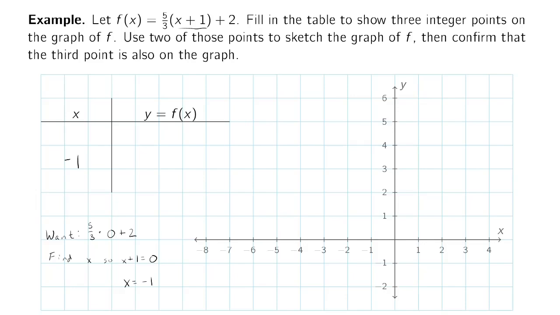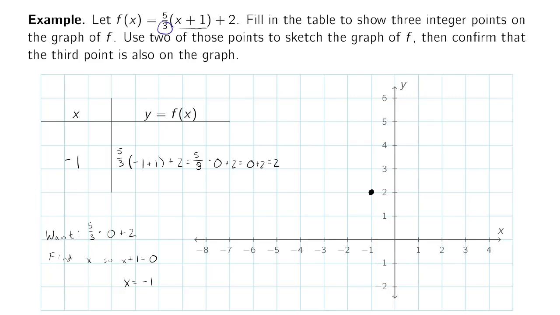And at that point, our f of x, that's going to be 5/3 times negative 1 plus 1, all plus 2, which, as we hoped, is going to be 5/3 times 0 plus 2. 0 plus 2 is just 2. So negative 1, 2 is going to be our first point with integer coordinates. Now, how do we find more points?